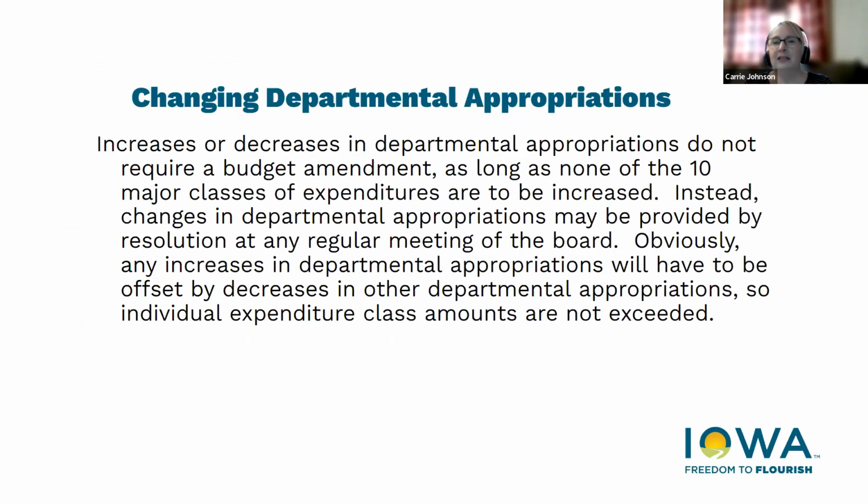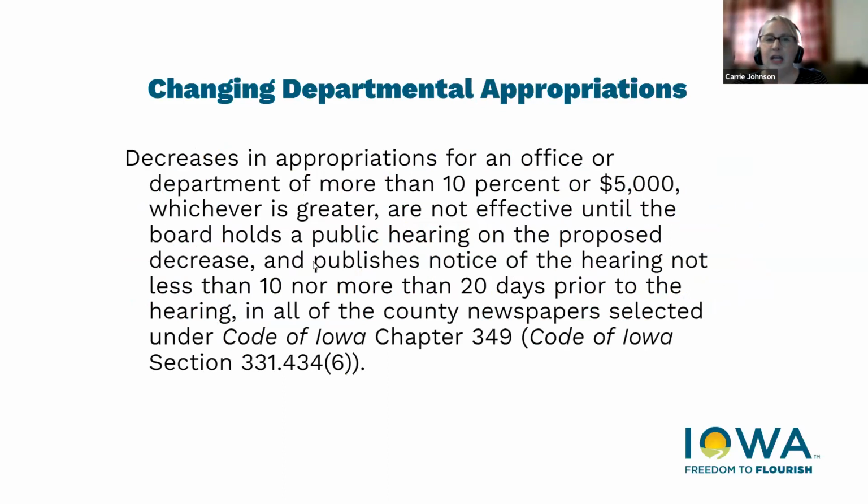Departmental appropriations can be changed, increases or decreases, and they don't necessarily require a budget amendment unless you go over the 10 classes of expenditures. Otherwise, they can be done at a regular meeting via a resolution. But if it's a decrease of more than 10% or $5,000, there does need to be a public hearing on the proposed decrease and a notice of that public hearing. So just keep that in mind when you get to the point of appropriating.